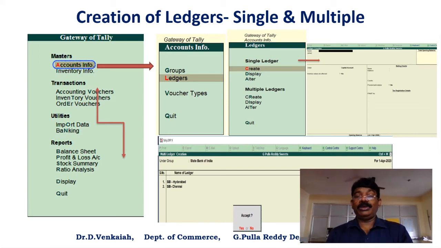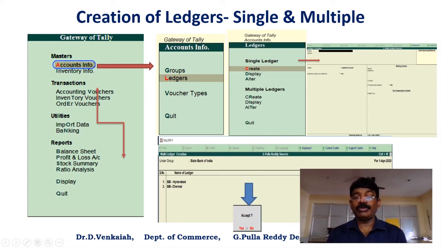So we understood how to create a single ledger and how to create multiple ledgers. And whenever you forget to create any ledger but you are at a voucher entry point, please remember to press Alt C. You can automatically get a single window creation entry. There you can create the ledger and proceed from the voucher entry itself. So remember to press Alt C for instant creation of ledger accounts.